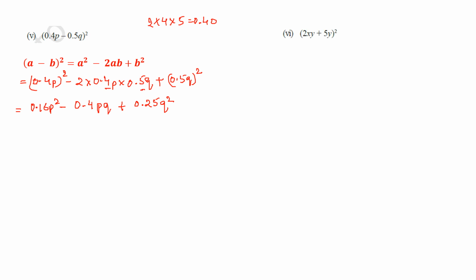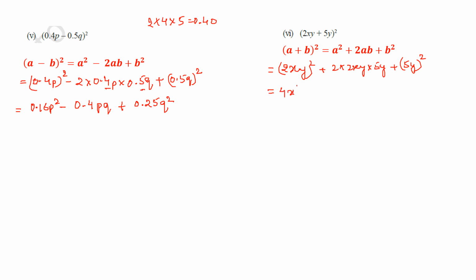Now moving to the last question, 2xy plus 5y whole square. Now again it is based on the identity a plus b whole square. So here I can write it as 2xy whole square plus 2 into 2xy into 5y plus 5y whole square. So 2xy whole square will give me 4x square y square, plus 2 into 2 is 4, 4 5s are 20 xy square, plus 25y square. So this is your question number 3.